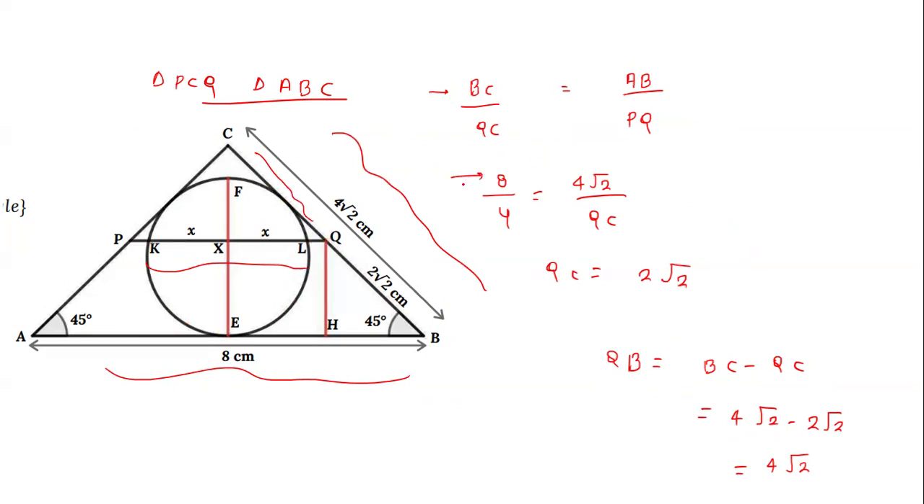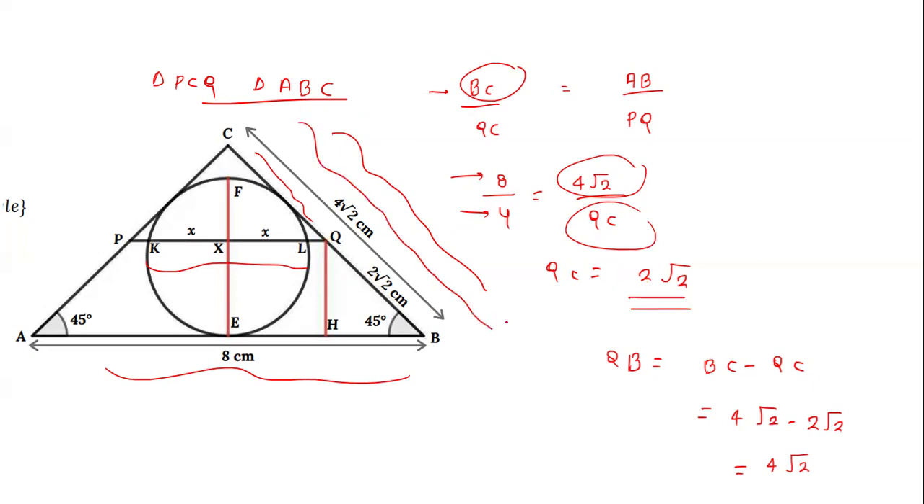So AB length we know 8 and PQ is given in the problem as 4. BC we know as 4 root 2, and we can find the value of QC. So it will come like 2 root 2. And we also know this whole length as 4 root 2, and if we subtract this QC, we can get the value of this QB length, which will come like 2 root 2.